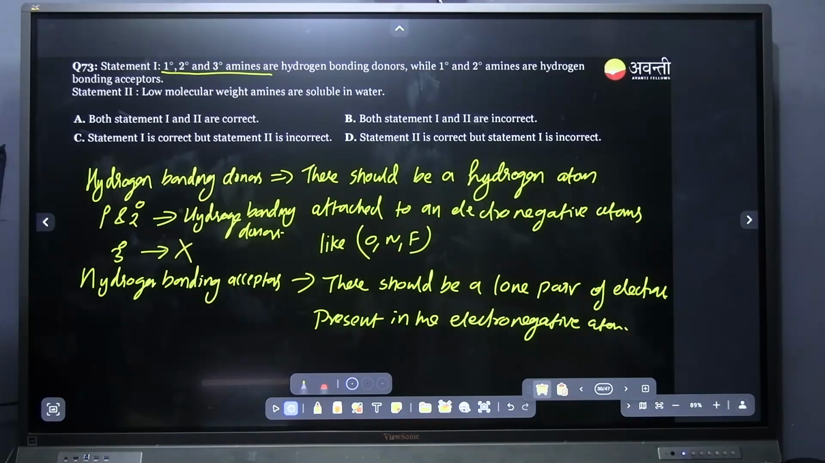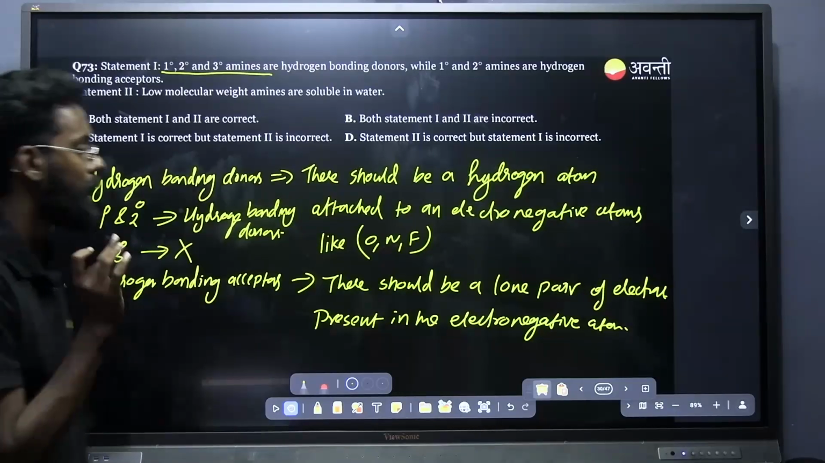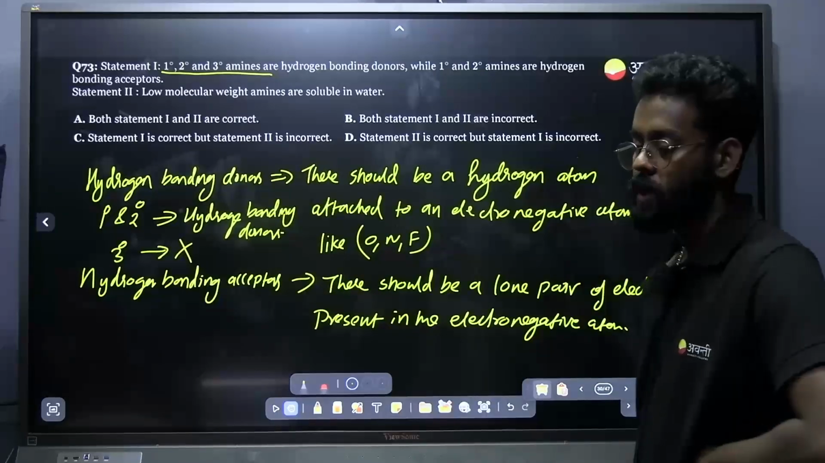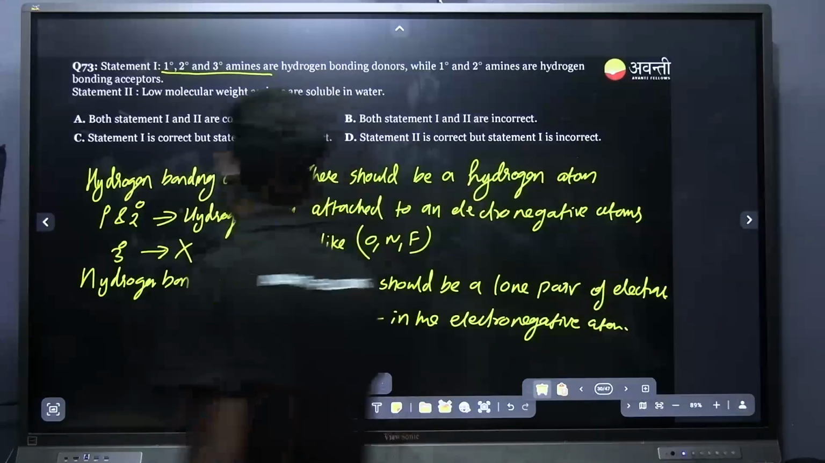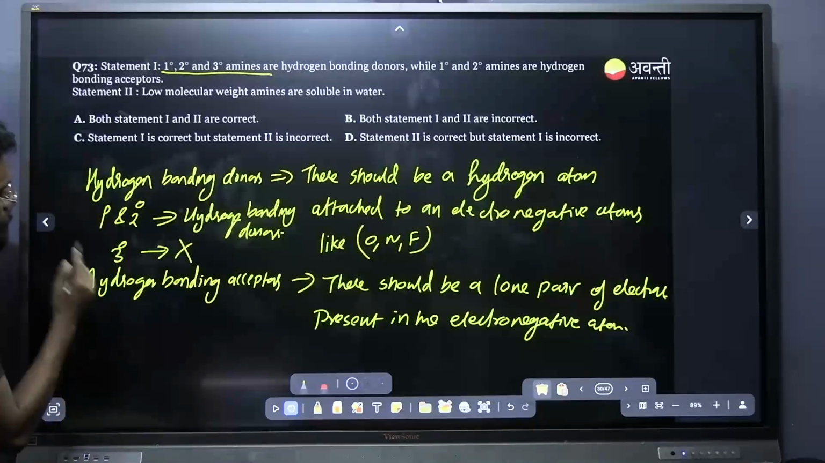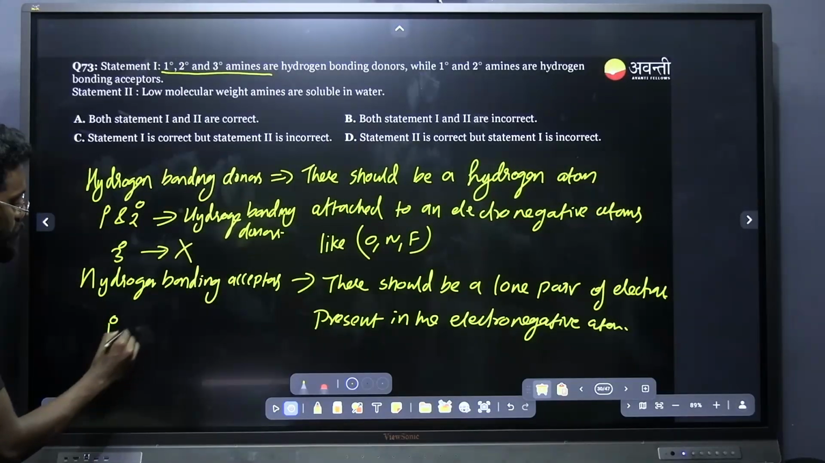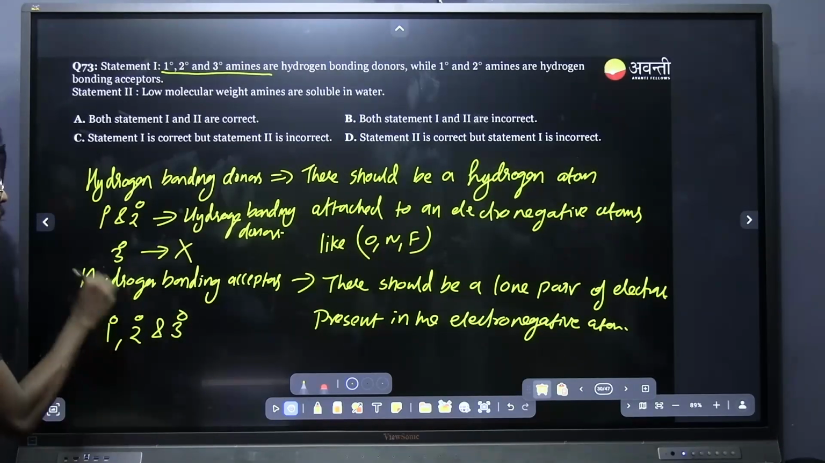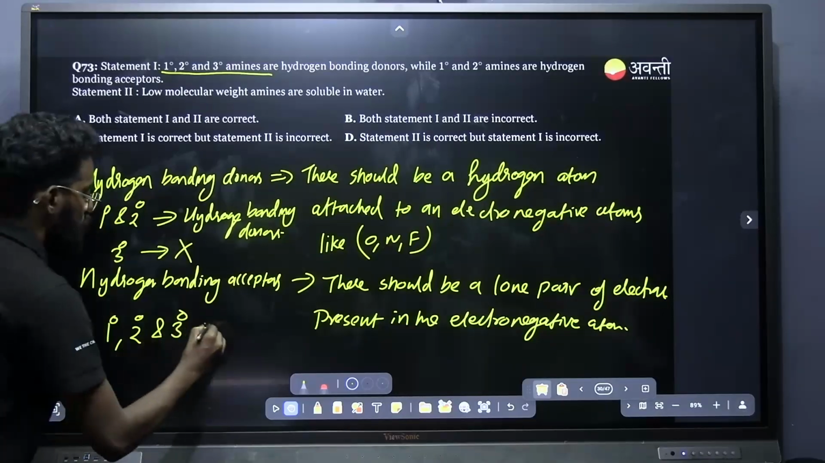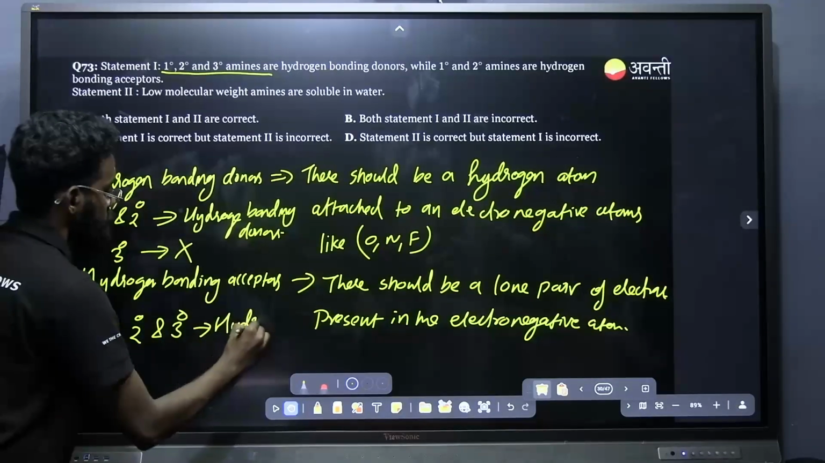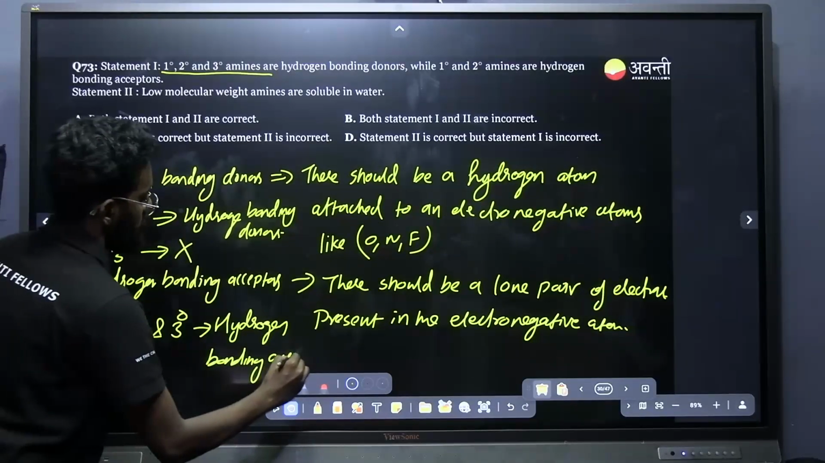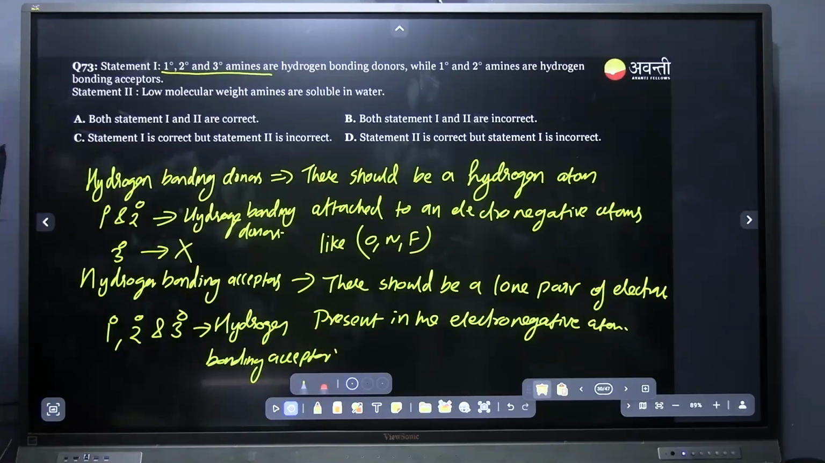Now for the hydrogen bonding acceptor, what is the condition? There should be a lone pair of electrons present on the electronegative atom. If I compare primary, secondary and tertiary amines, all of them have a lone pair of electrons present on the nitrogen atom. So they all are hydrogen bonding acceptors.